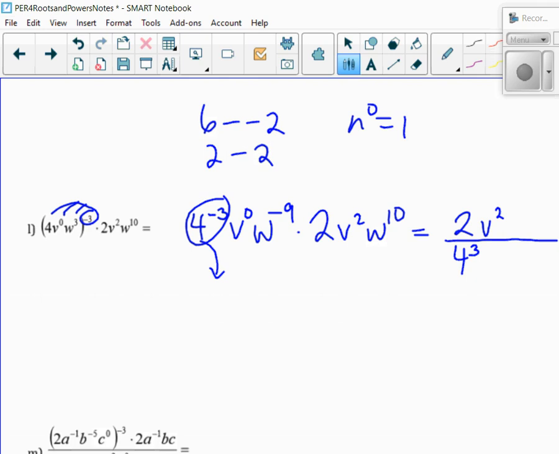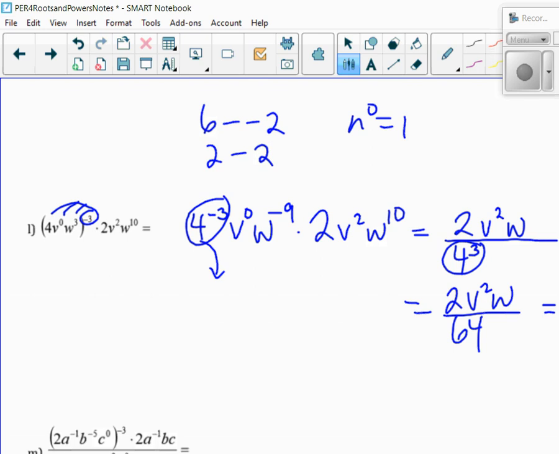Okay, and then we have w to the power negative 9 times w to the power 10. What do I get? Yeah, w to the power 1. And so the only other thing I can do here is what? Evaluate that. Who knows what that is? 64. So 2v squared w over 64. Is that a legit answer? No. What do we have to do now? Simplify it. This whole thing was simplified. So 2 over 64 is not simplified. What can I reduce that to?